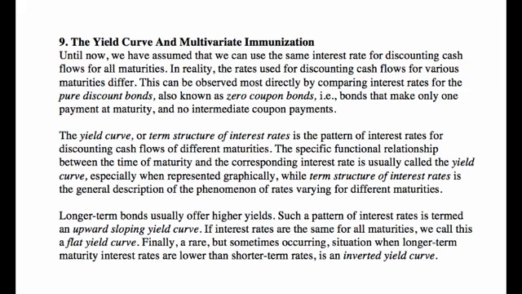Now, typically, longer-term bonds have higher yields in reality. Such a pattern of interest rates is termed an upward sloping yield curve. If interest rates are the same for all maturities, we say that the yield curve is flat. And sometimes, rarely, it happens that longer-term maturity interest rates are lower than shorter-term rates. We say then the yield curve is inverted.